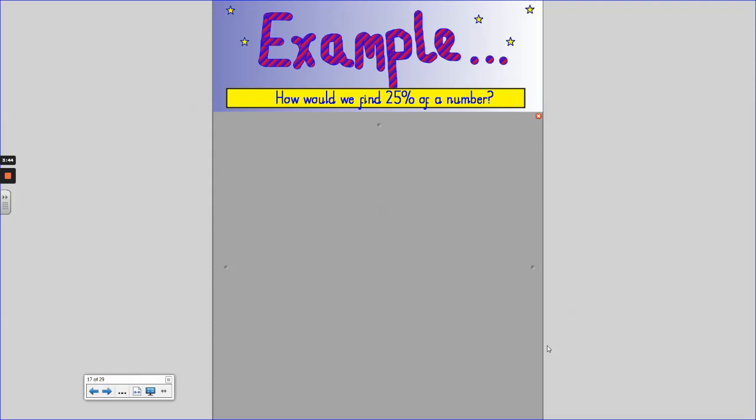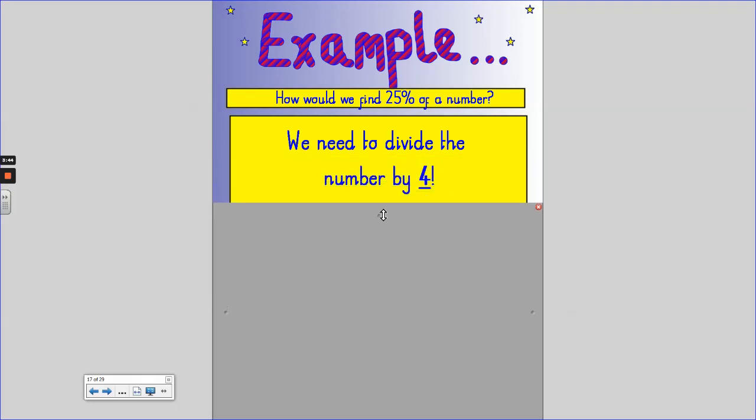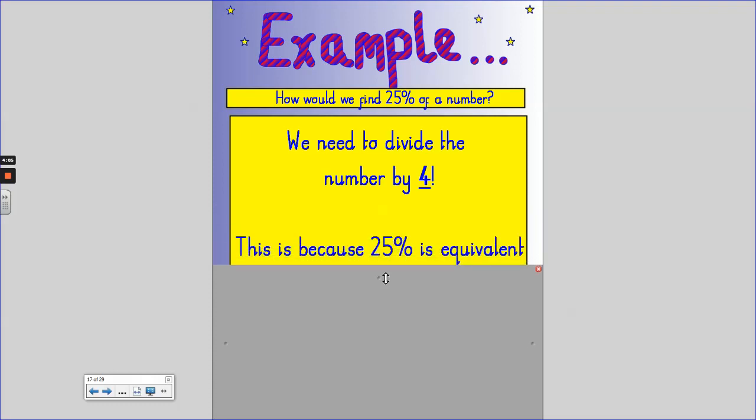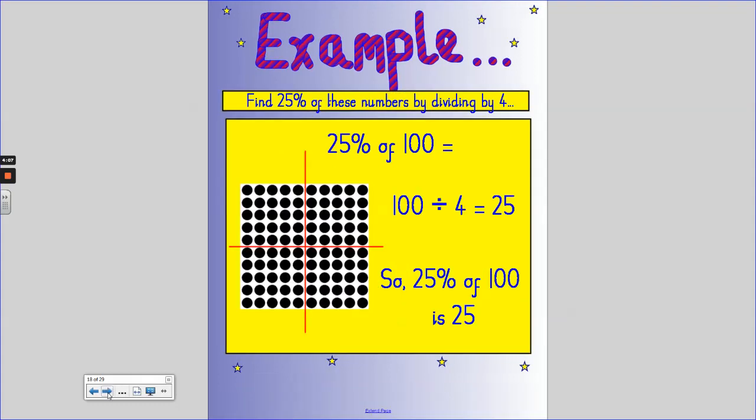Right then, after looking at 50%, we are now going to look at 25%. So to find 25% of a number, again, we need to use division. This time we need to divide by 4, because 25% is equivalent to the fraction 1/4. So when we are finding 25%, we are finding 1/4.